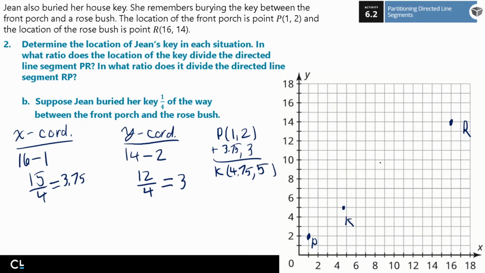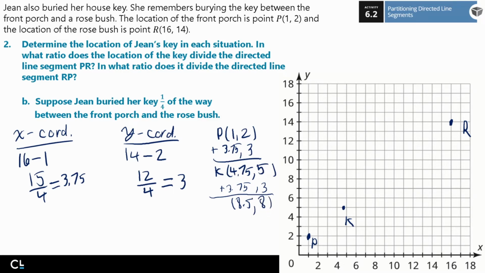Now, if we want to break our line up into all 4 of these chunks, since we're dividing it by 4s, we could keep adding. I could say plus 3.75, comma 3, right? And our next point would be at, my brain's still waking up, 4.75 plus 3.75 is 8.5, comma 5 plus 3 is 8.